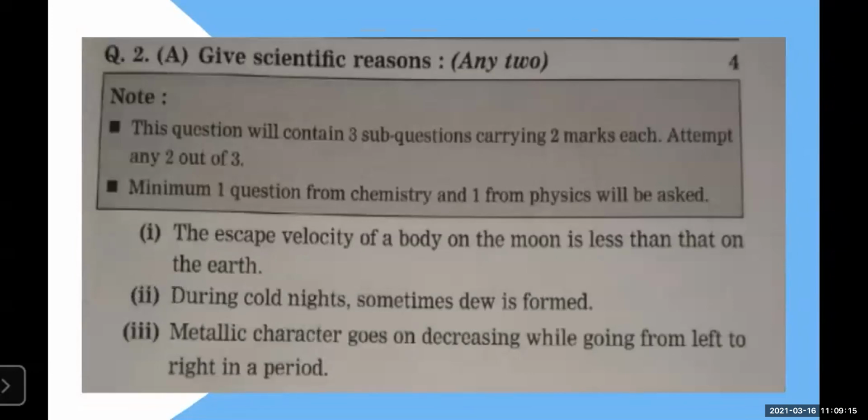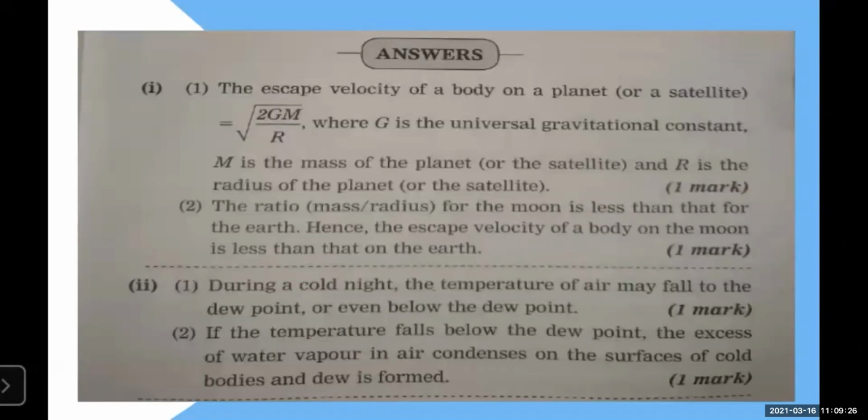Next, question number 2. What was our question? Question number 2: during cold nights, what happens? Write down the reason. First point: during a cold night, the temperature of the air may fall to the dew point or even below the dew point. The temperature is falling down, or has even fallen below the dew point.